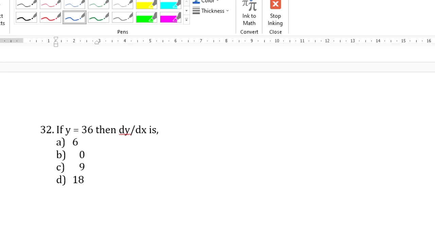If y is equal to 36, then dy by dx. Students, 36 is nothing but a constant. So what is the derivative of a constant function? It is 0. Why? Because it does not contain variable x. If it does not contain variable x, there is not going to be any change. Change is 0 and hence the derivative is equal to 0. Okay. Moving on to the next question.